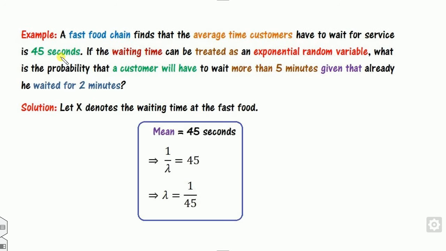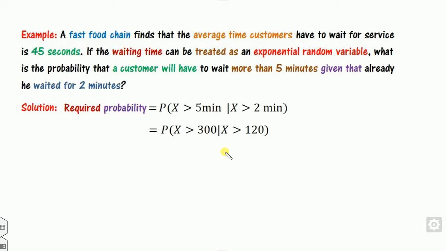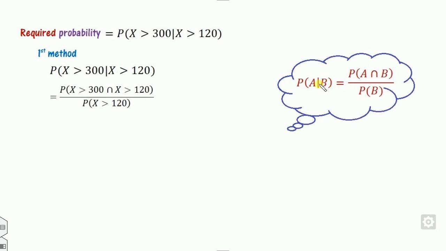What is given is that the mean of the exponential distribution is 1/lambda. Now what is your required task? Look, this is in seconds and this is in minutes, so firstly you convert the minutes into seconds. So 5 minutes is nothing but 300 seconds, and this is 120. Now how do you find this probability? There are several ways. Firstly, you know the meaning of A given B: P(A intersection B) divided by P(B).